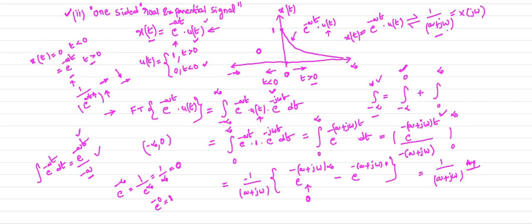Now if we observe the x of j omega, is x of j omega a complex valued function or not? So this is a complex valued function in terms of the omega. So every complex valued function is having both magnitude and the phase spectrum. All of you listen carefully here. The frequency domain signal is a complex valued function in terms of the omega. So every complex valued function is having the magnitude spectrum and the phase spectrum.